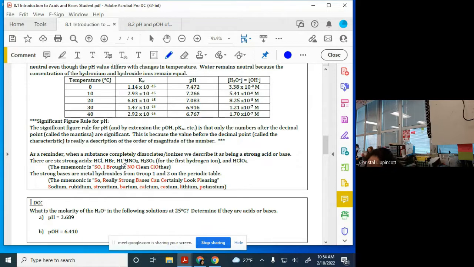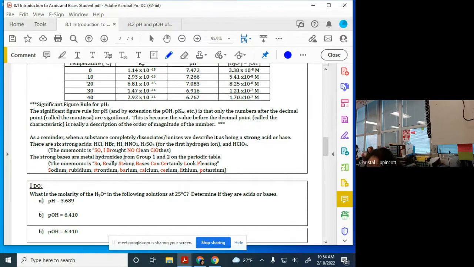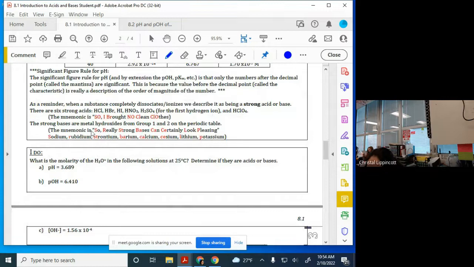All right. You also need to memorize your strong acids. So "I brought no clean clothes" is an acronym for that. So this is your sulfuric acid, your iodic acid, your bromic acid, your NO3 is nitric acid, your hydrochloric acid, and your chloric acid.